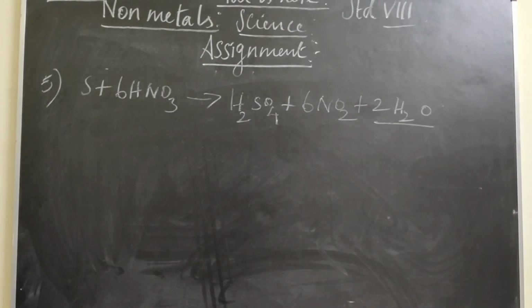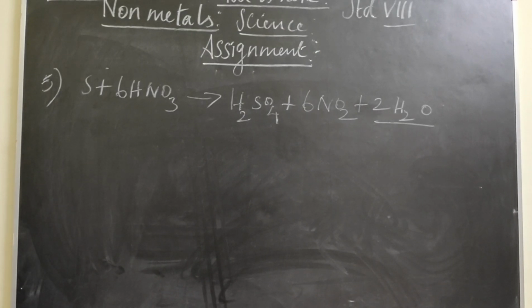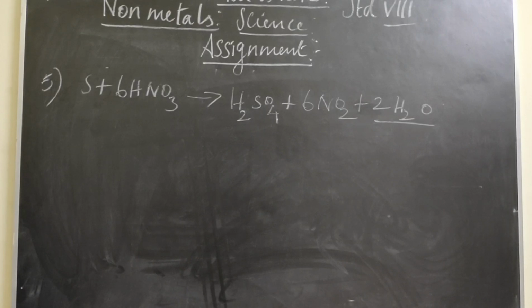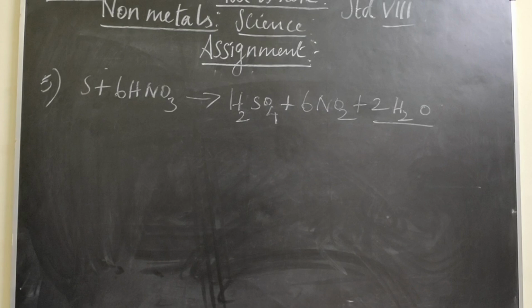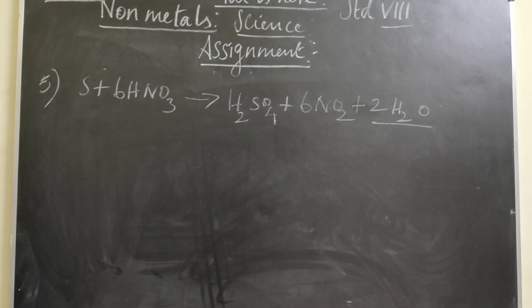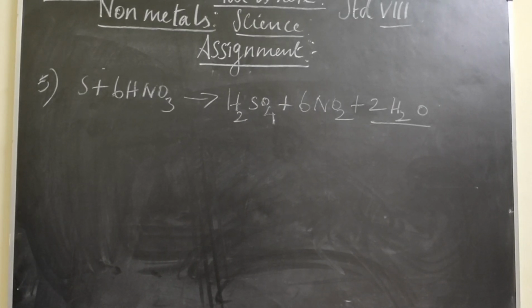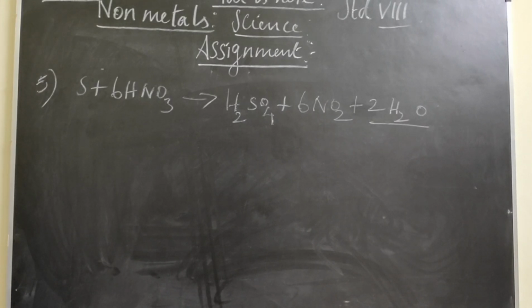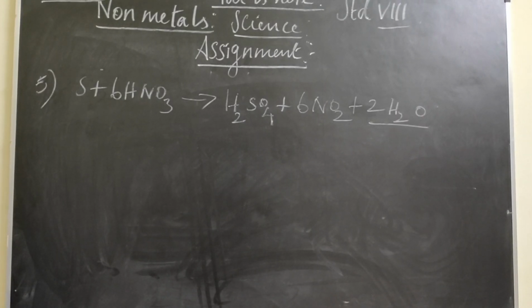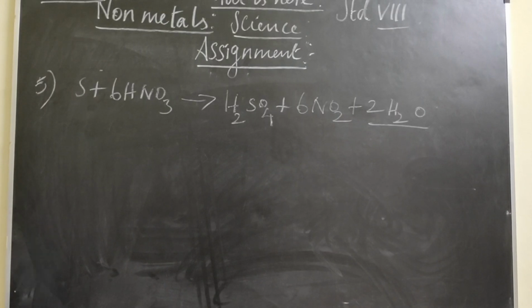Reaction with oxygen. Non-metals react with oxygen to form acidic or neutral oxides. Example, carbon and sulfur react with oxygen to form acidic oxides, which then dissolve in water to form acids. C plus O2 gives CO2. CO2 plus H2O gives H2CO3. S plus O2 gives SO2. SO2 plus H2O gives sulfurous acid, H2SO3.